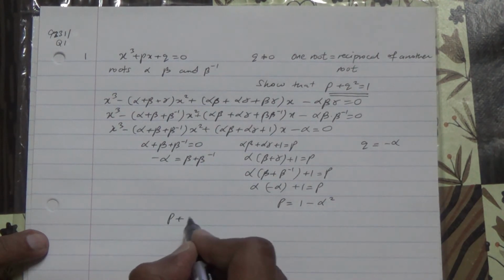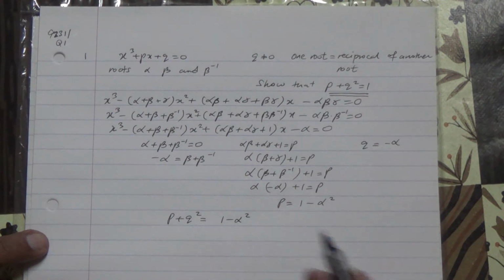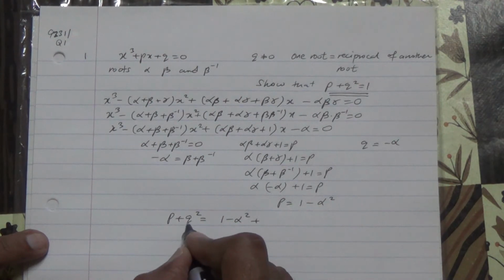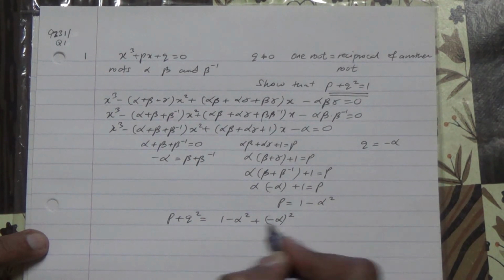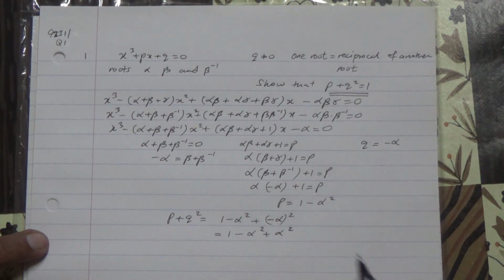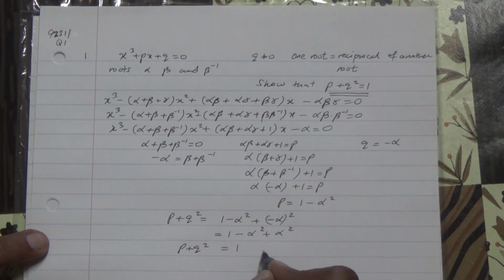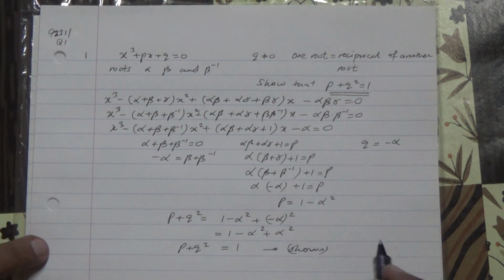Therefore p plus q squared is equal to 1 minus alpha squared, plus q squared, and q is minus alpha, so plus minus alpha squared, leading to 1 minus alpha squared plus alpha squared. And minus plus cancels out, I've got 1, therefore p plus q squared is equal to 1, and that has been shown. This question carries 5 marks. Here we are. Take care.